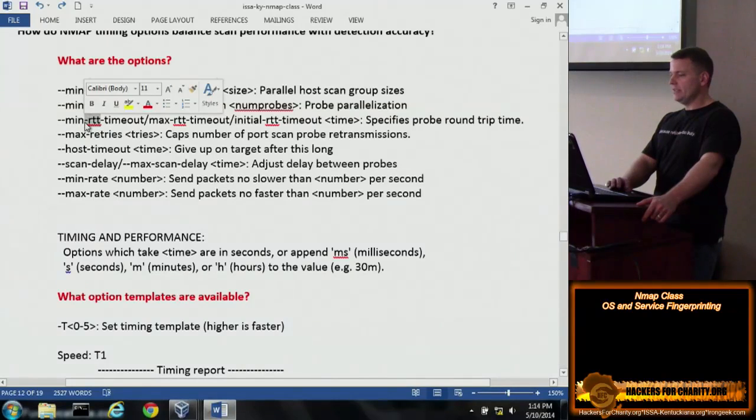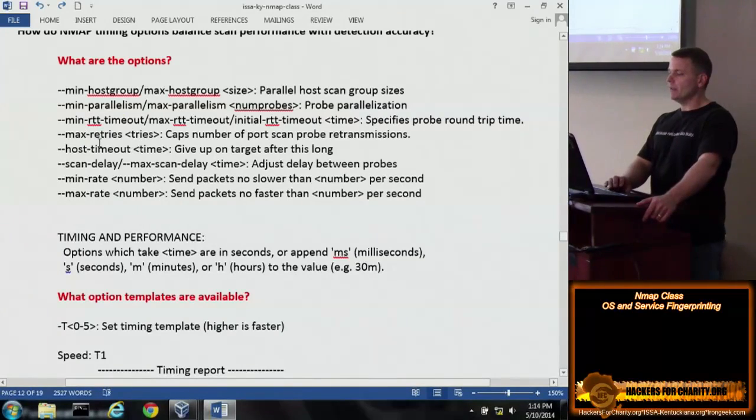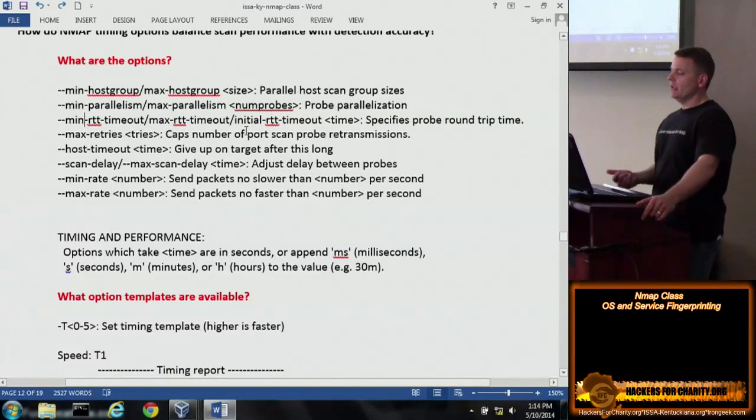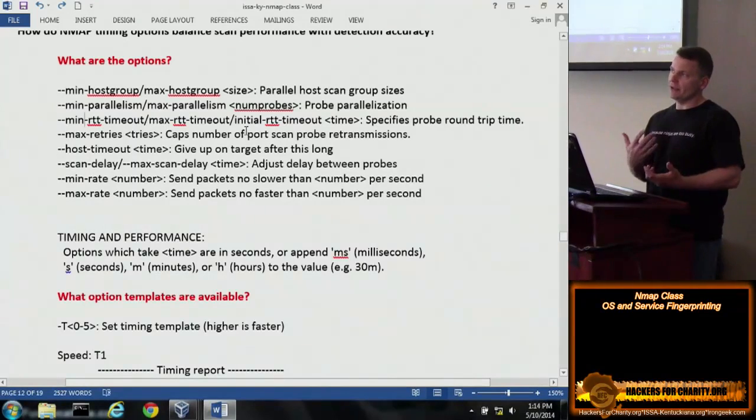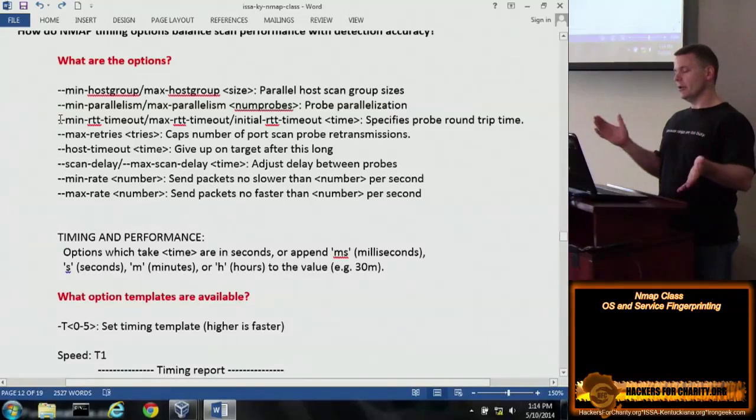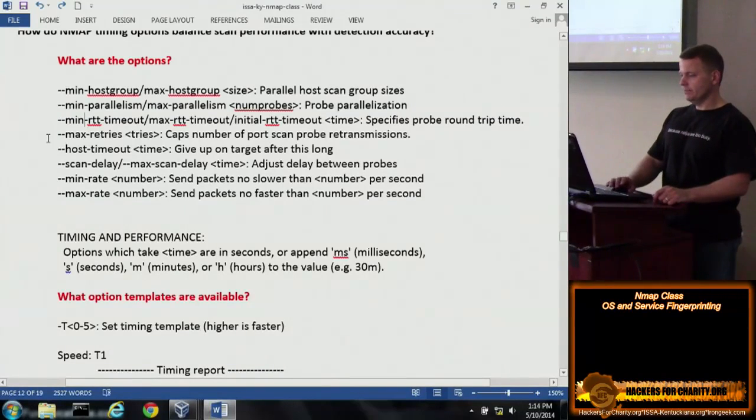So these RTTs are round trip times. How long are you going to wait for packets to return? When do they time out? What's the biggest number they can time out? And what's the initial value? Now remember, Nmap can adjust these within these ranges during the scan. So what you're basically doing is putting bounds on the upper and lower limits of those.